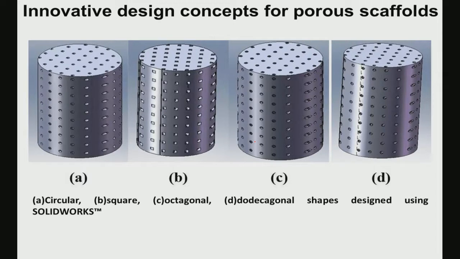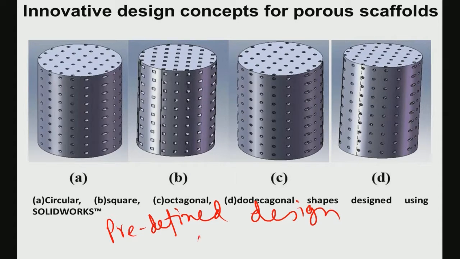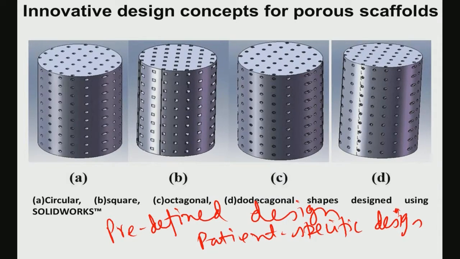First is how to conceptualize the design aspect at the beginning. This design can be a predefined design, or it can be patient specific CT data. Let me repeat it. Predefined design you can just get, or it can be a patient specific design. Patient specific design means that from the diseased part where you want to put your implant, you can get the CT data from that implantation site, and then give that STL file to the 3D printer.